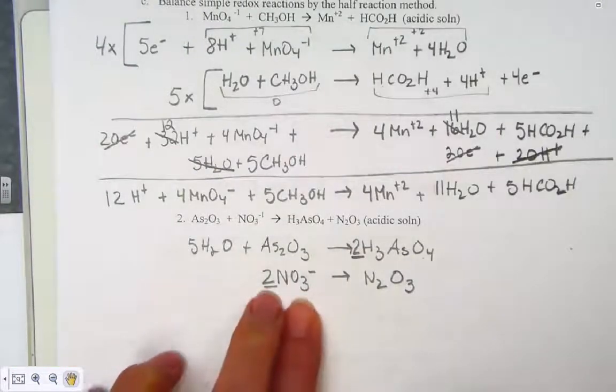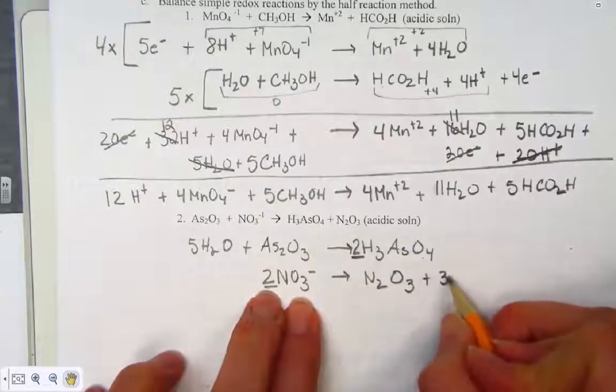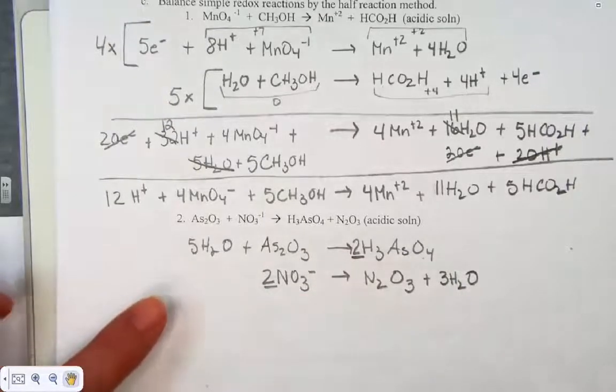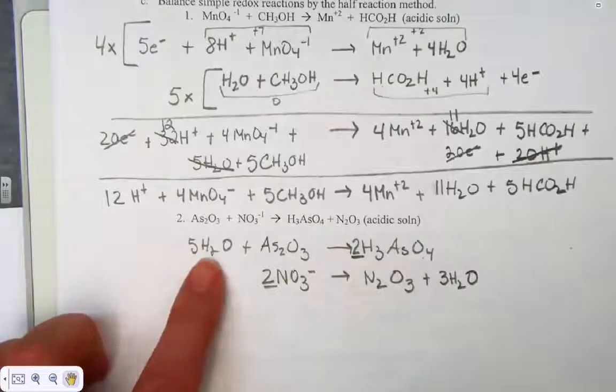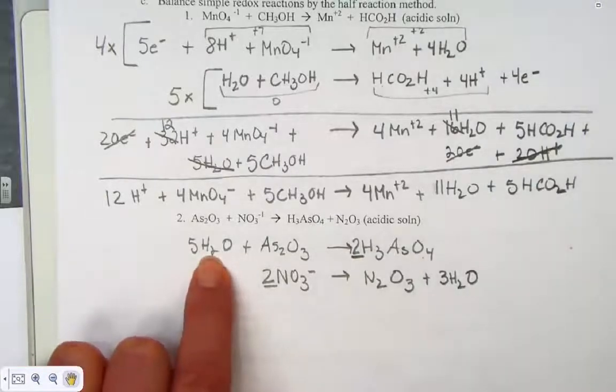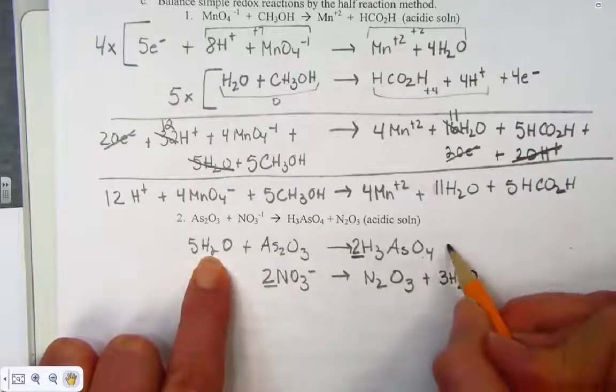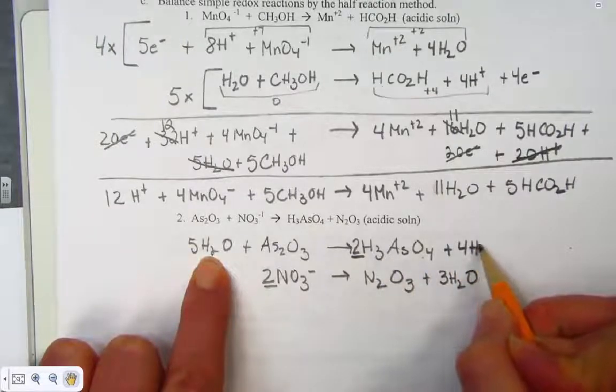2 times 3 is 6 oxygens, so I'll add 3 waters. Let's balance the H's. 5 times 2 is 10. 2 times 3 is 6. We need 4 more.